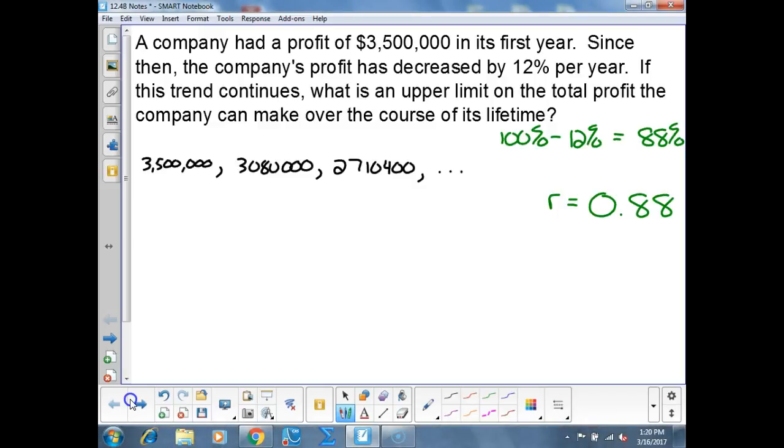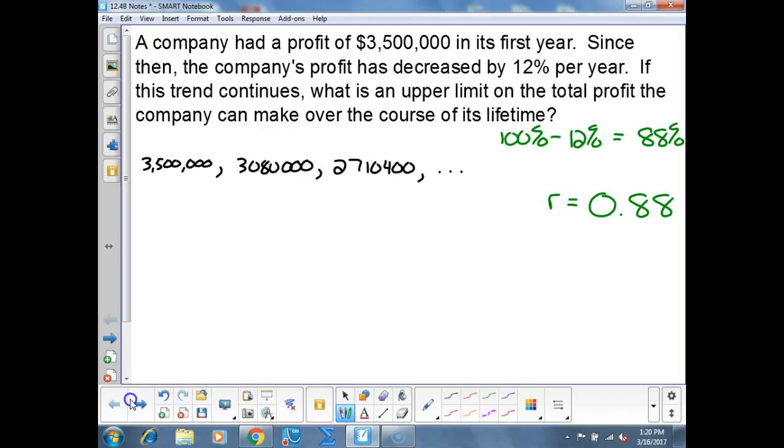You were on it, Cal. What are we trying to find? What does sigma mean? What does sigma mean? Total. Sum, right? We're basically looking for an upper limit on the total profit the company can make. We're looking for the sum. Okay? And we're going to go out to infinity.